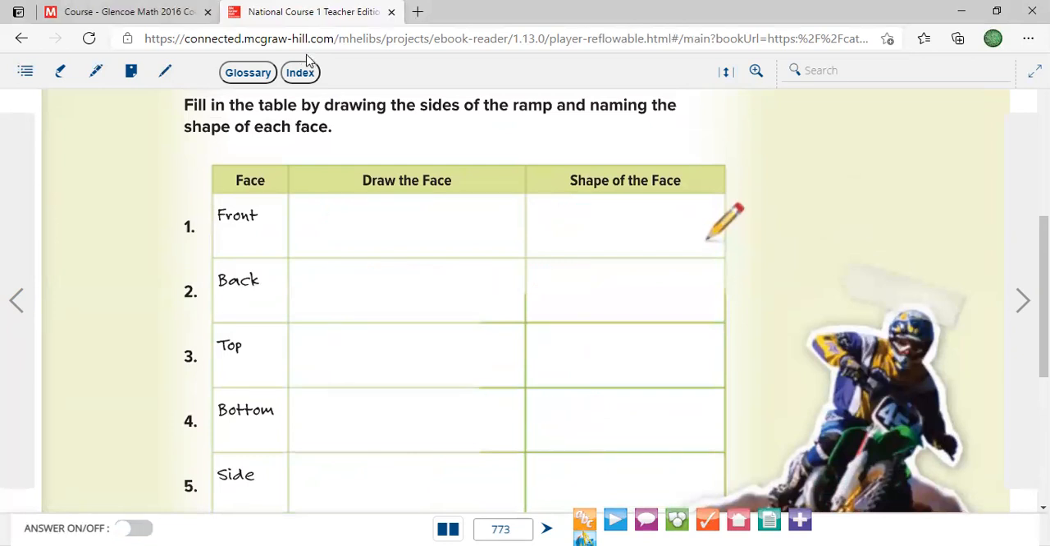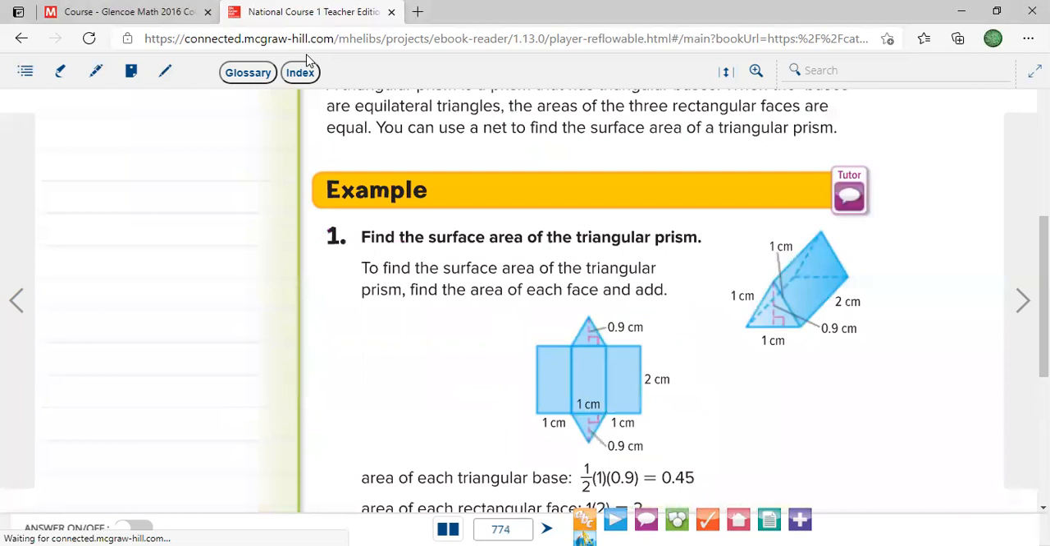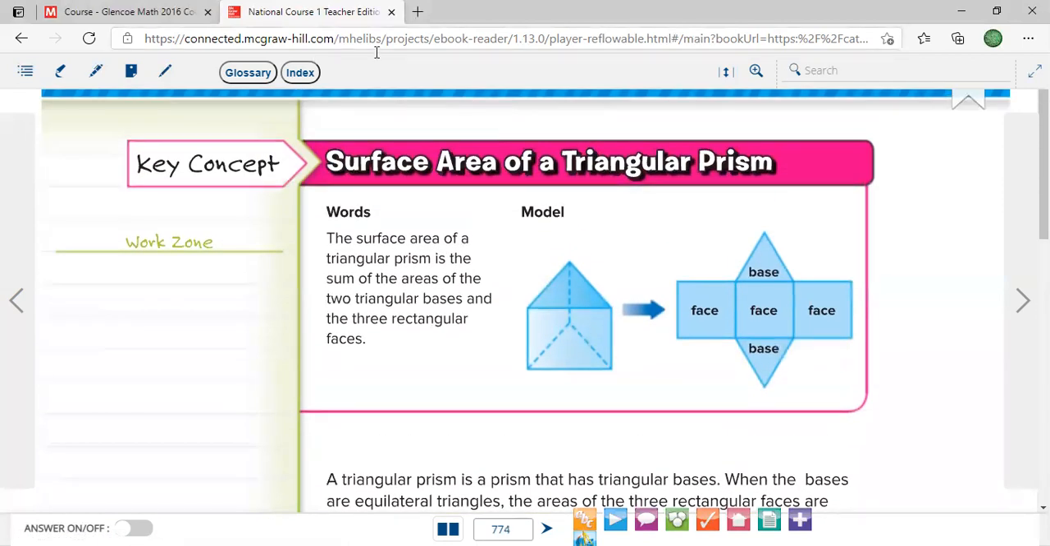Moving on. When you want to flatten, unfold, unbox this triangular prism, you will have the bases shaped like triangles, as you can see, and you have three faces shaped like rectangles. Sometimes they are shaped like a square, but the general case is that they are shaped like rectangles.